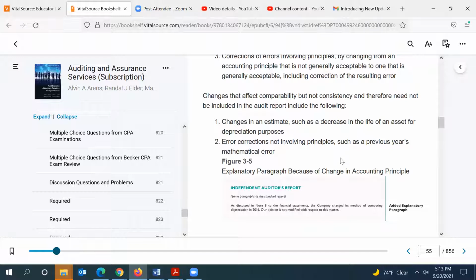Then error correction not involving principles, such as a previous year's mathematical error. So there was a math error or a posting error or a software error, which could be a problem with a cell formula in a spreadsheet. So good, the client goes back and corrects it. How often do you think this happens? A lot. So that audit report again would get quite long. Second, how many financial statement readers really care? They don't. So it will not be a part of the audit report. I'll show you figure 3.5 in just a bit.